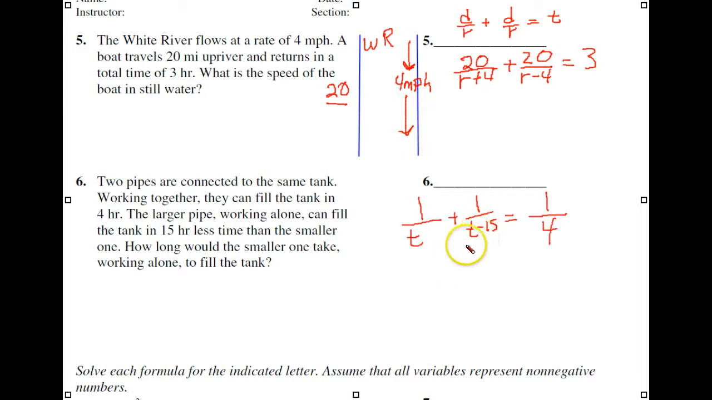This one sounds familiar because we did one like this earlier, except this is going to end up being a quadratic equation. Here we have 2 pipes filling a tank, and if they're both working together, they can fill the tank in 4 hours. So the rate per hour is 1/4. Now, one of the pipes working by itself, we don't know, is 1/t rate per hour. Now the other one is much faster, so its rate is 1/(t minus 15). And there's our equation. So lowest common denominator is going to be 4t times (t minus 15).